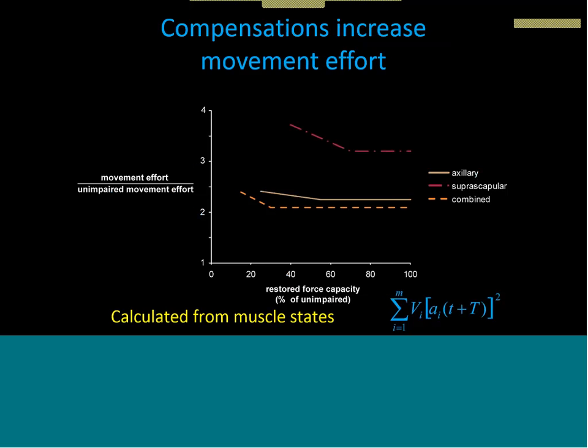So here we're looking at the movement effort relative to the unimpaired movement effort for the 3 transfer scenarios. And suprascapular, which is shown in red, has a much higher movement effort relative to axillary and combined, both of which do have a cost that's about twice of the unimpaired case. So this consequence may mean that clinically these patients may get more tired and be unable to perform tasks at a higher level for a longer period of time. And again, this movement effort comes from that cost function from the computed muscle control, which we calculated from the muscle states.